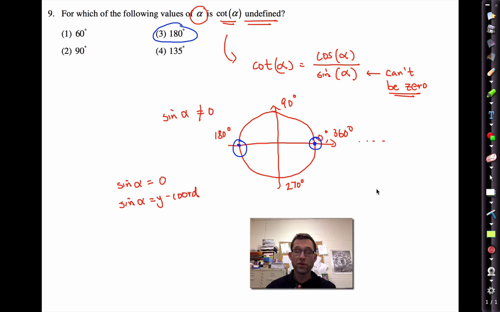Now again, you could say, no problem, I'll just type in cotangent of all these angles and see which one gives me an error. Again, the problem is cotangent's not on your calculator, so that could be a real problem. Anyway, it's a good review of the unit circle and the definition of cotangent. I'm going to clear this out in a second, so write down anything you need to.